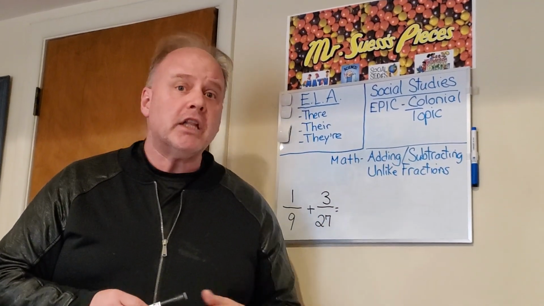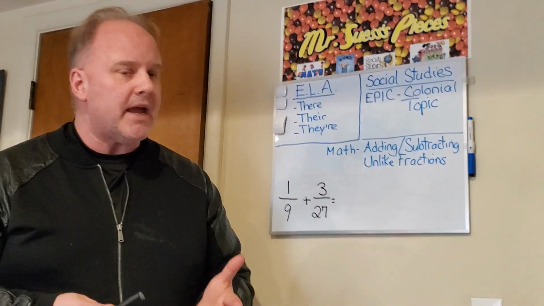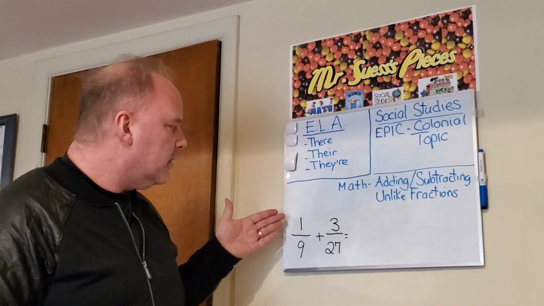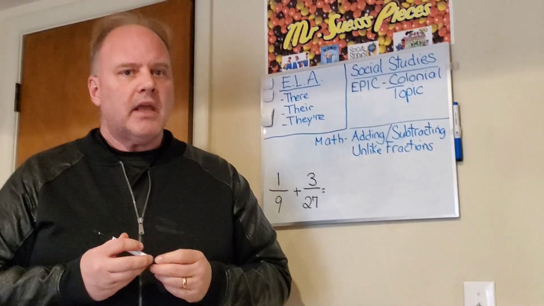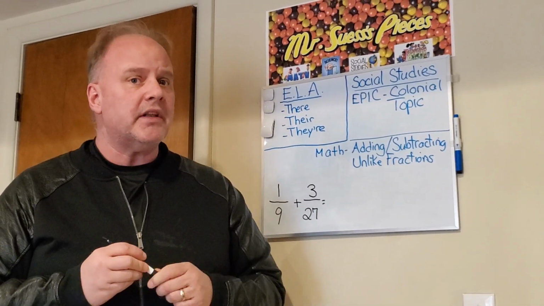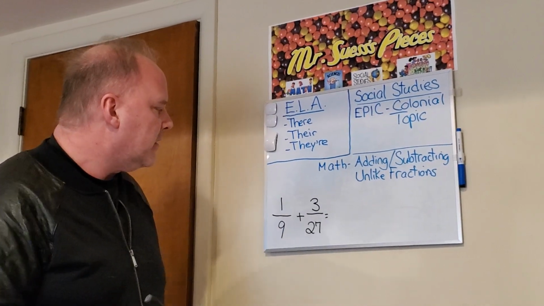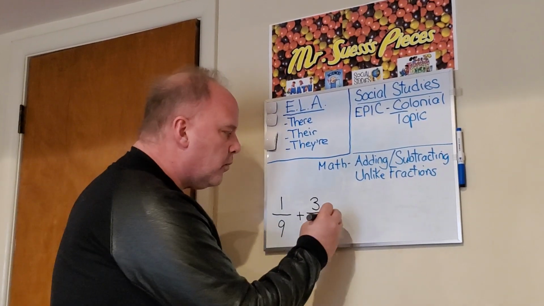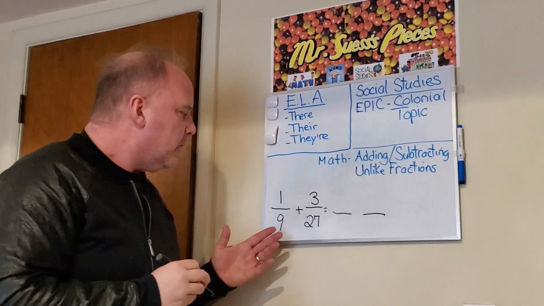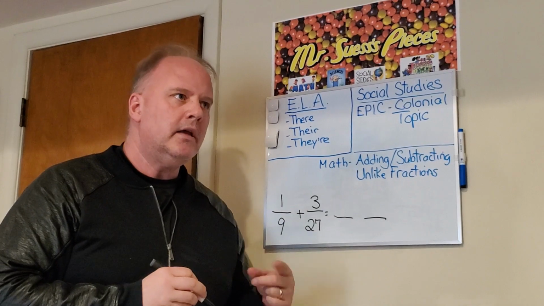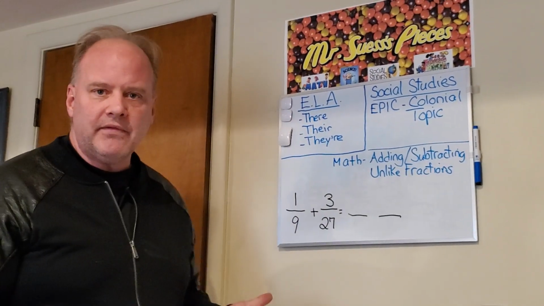Now let's look at math real quick. Adding and subtracting unlike fractions. Remember, you can't just add across. That's when you multiply. You have to figure out what's a common denominator. And here I have 1/9 plus 3/27. Now if you know your times tables, which is another good thing to be studying right now, you know that between 9 and 27, what would be the good denominator to change these two? Well, if I do my 9s, 9, 18, 27, then you've already figured that out.